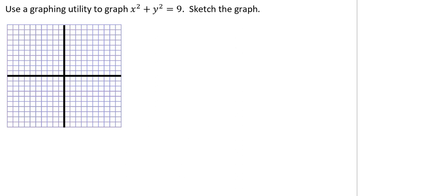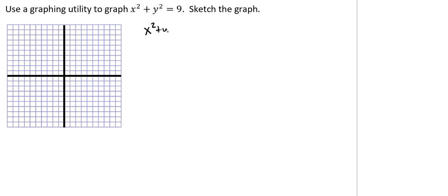In this video, we're going to be using a graphing utility to graph x squared plus y squared equals 9, and then we're going to sketch the graph. So this is the equation of a circle. Now our first step in being able to graph an equation on our graphing utility is to solve for y. So that's going to be our first step.